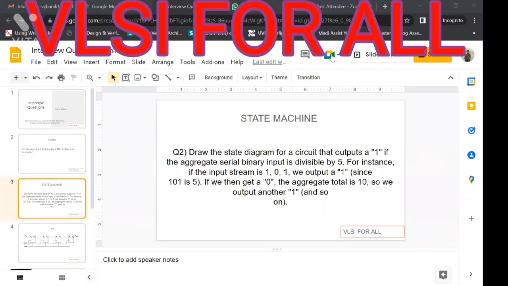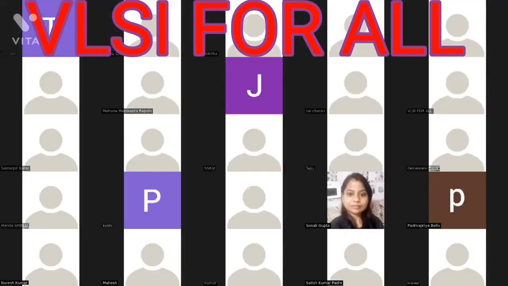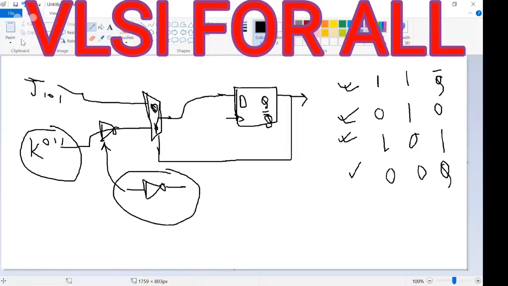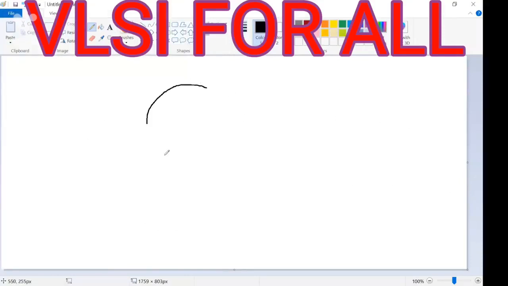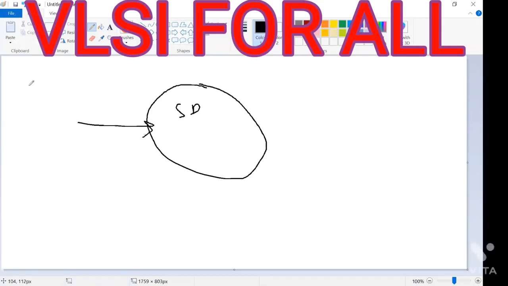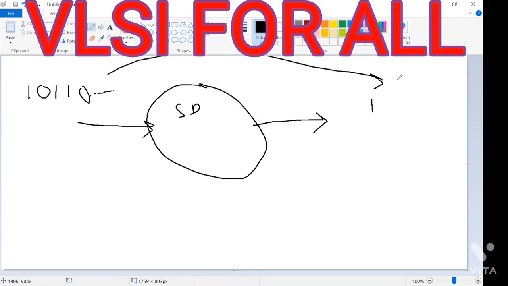So let's start the solution. If anyone wants to suggest any ideas or way to solve this problem, they can. I'll just wait 2-3 minutes. Is the question clear? You have to draw a state diagram. You are giving input as a serial bit input, let's say 1 0 1 1 0 0, whatever. And the output will only be 1 if this number is divisible by 5.